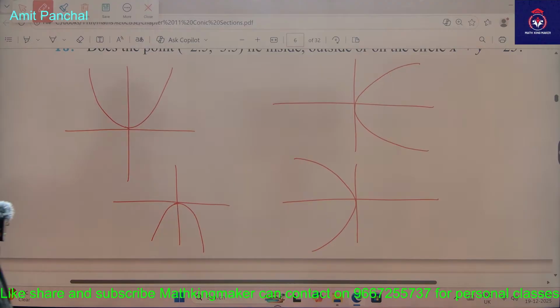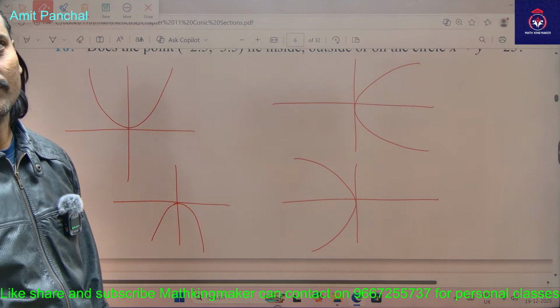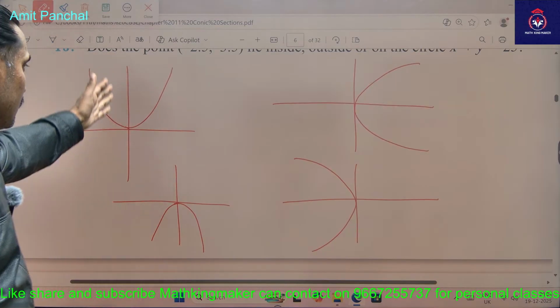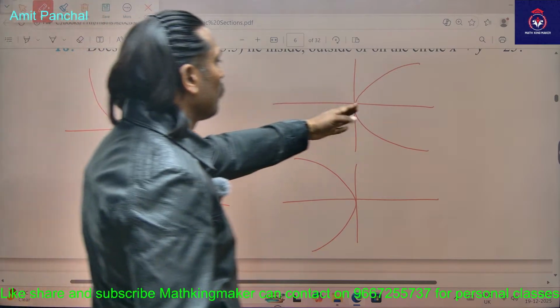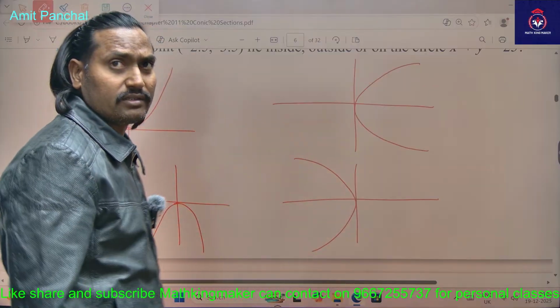So in every parabola you can see the axis is the symmetry. Axis of symmetry is the axis only. In this case, the x-axis is the axis of symmetry. Here, the y-axis. Here again, the x-axis.